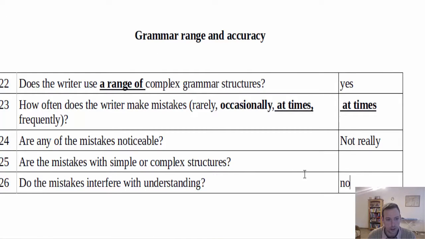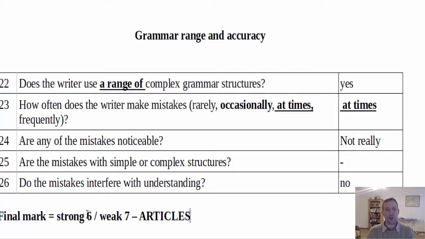Okay, so if we come through again, do makes no, so that was all cool. Other than not really, that one there, just with articles. So the final mark there would be either a strong 6 or weak 7. And the key, like, clear up the articles. Get those articles correct, and you know you're going to be in a much better position to get a 7. And then throw in some more complex structures.